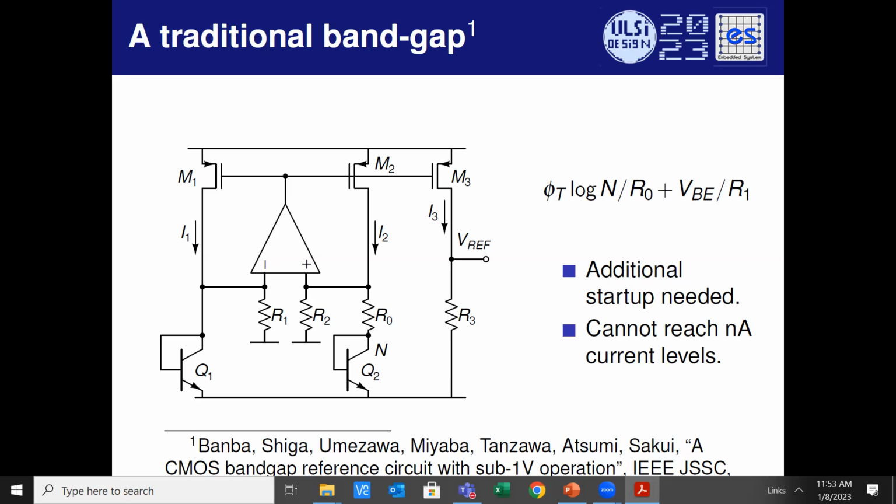This is the reference. Actually, this particular one we have been talking about quite a few times. So you can refer to Banba's paper over here at the bottom.